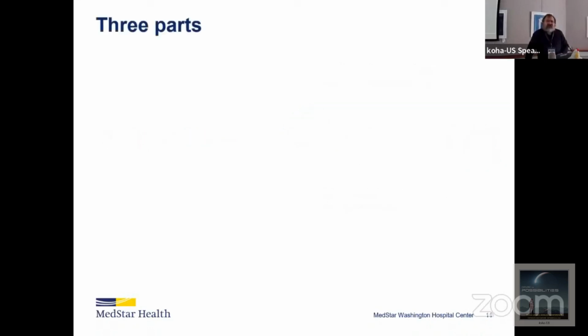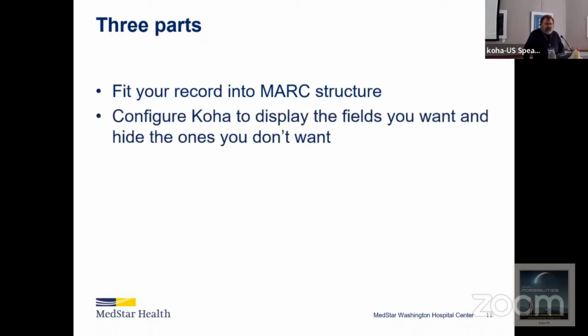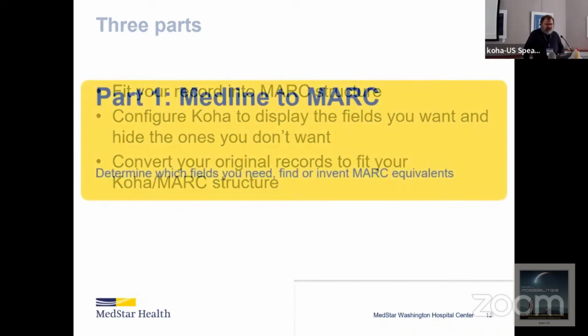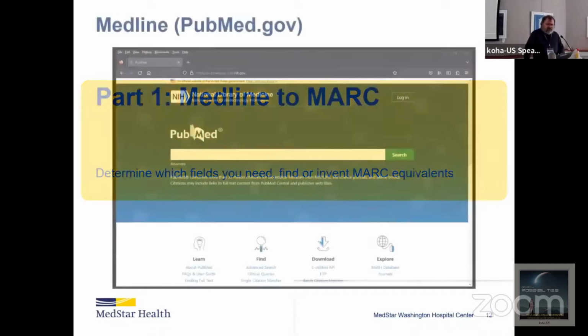So my presentation is 3 parts: part A, part 2, and part I. First of all, design a MARC record that fits into Koha. Configure Koha to display the fields you want, and then convert the records. So first of all, Medline to MARC.